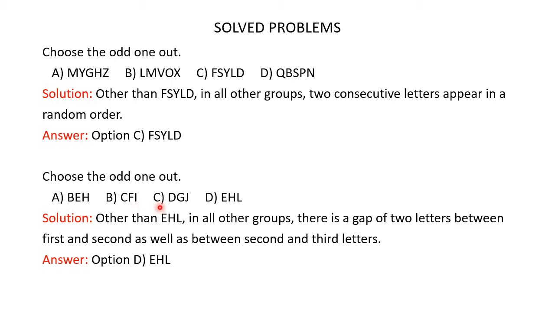Also, in option C, there are two letters between D and G in the English alphabet. Also, there are two letters between G and J in the English alphabet. But in option D, there are two letters between E and H in the English alphabet, but there are three letters between H and L in the English alphabet. So obviously option D is the odd one out here. So the correct answer is option D, E, H, L.